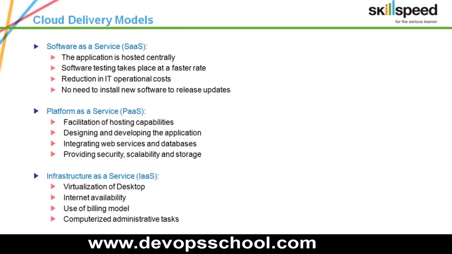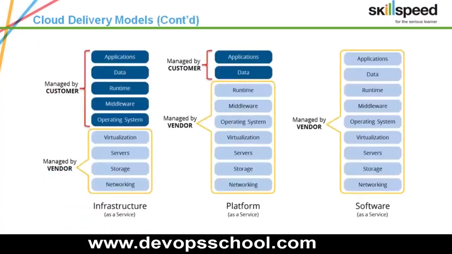We also provide platform as a service. Like when we need whole platforms, such as database services, application servers, hosting platforms, networking, everything to be built, you provide it as a platform. You also provide infrastructure as a service, where you provide virtualization of the desktop, internet availability, a billing model, and many more things. So these are the models, SaaS, PaaS, and IaaS, which have been empowered by the cloud model.